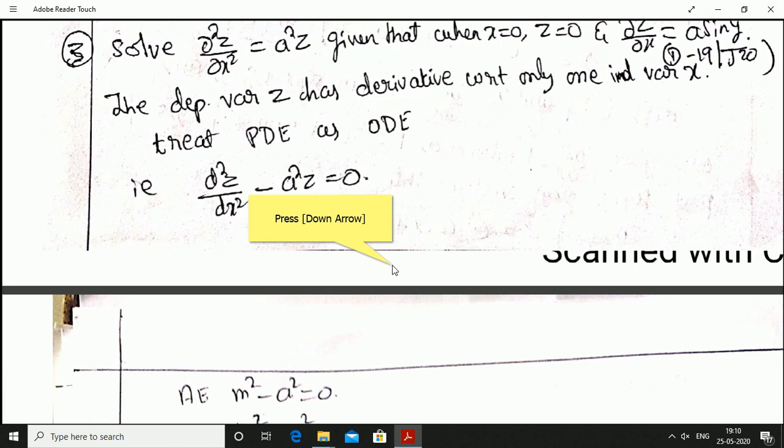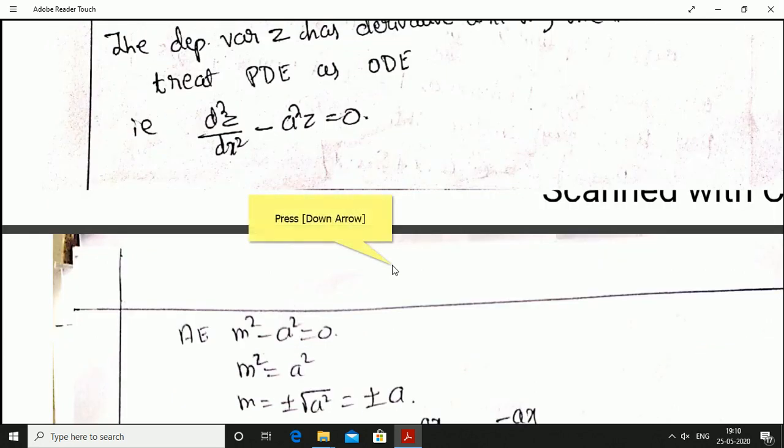The dependent variable z has the derivative with respect to only one independent variable x. Hence, we can treat the partial differential equation as an ordinary differential equation. Del square z by del x square becomes d square z by dx square minus a square z is equal to 0. This is the second order homogeneous linear differential equation.